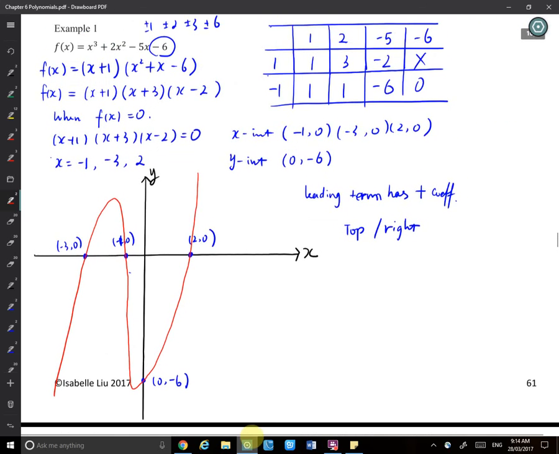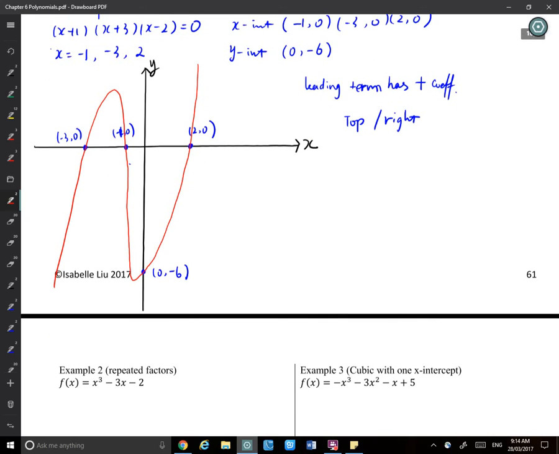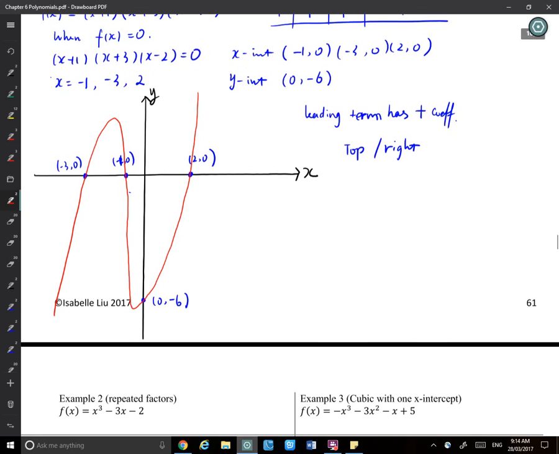Okay, so that's how we sketch it. You can make the shape a little bit better than what I draw here, but mine's perfectly fine. Okay, that's the first type. When you have a cubic, at most you will have 3 distinct factors. You have 3 distinct linear factors. The word is distinct, like different linear factors.